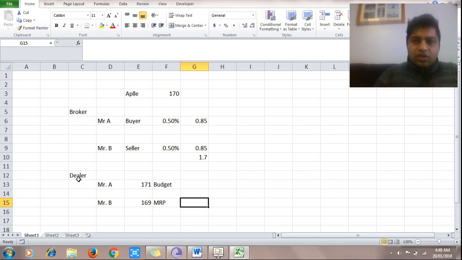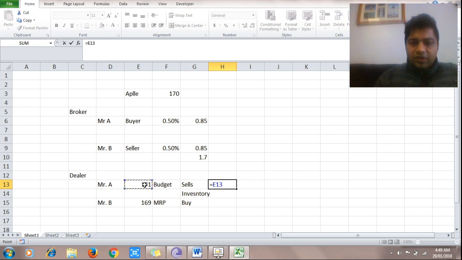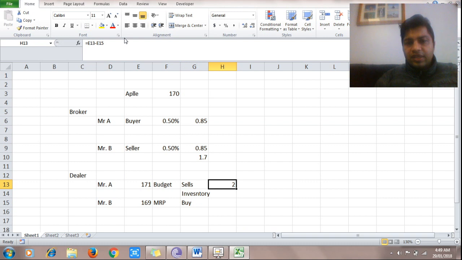So what will a dealer do? The dealer will go to Mr. B, buy that stock, keep it in the inventory, and then sell the stock to Mr. A. What is the gain that he is making? He is selling it at 171 and buying it at 169, so the total gain the dealer makes is $2. So brokers work on commission, dealers work on spread. This is called the spread, the difference between buying and selling price.